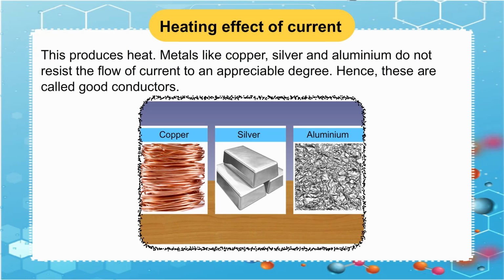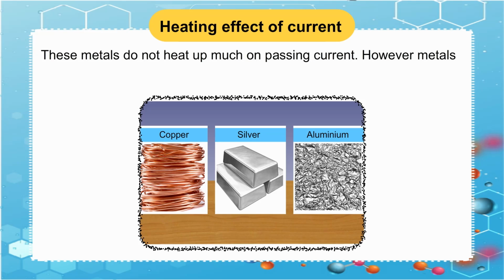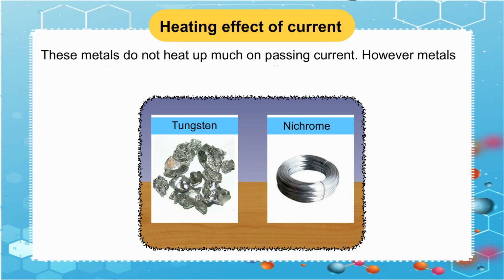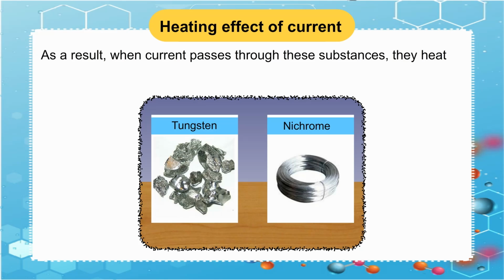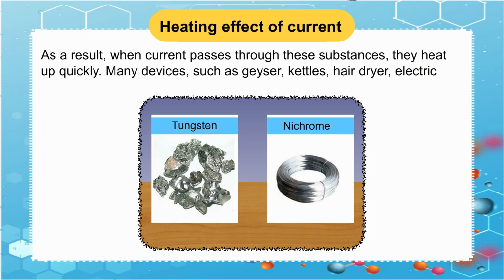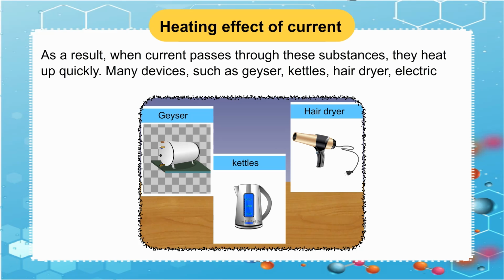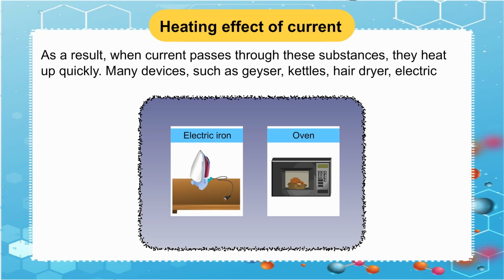Metals like copper, silver and aluminium do not resist the flow of current to an appreciable degree. Hence, these are called good conductors. These metals do not heat up much on passing current. However, metals and alloys like tungsten and nichrome offer high resistance to current. As a result, when current passes through these substances, they heat up quickly. Many devices, such as geyser, kettles, hair dryer, electric iron, oven, etc.